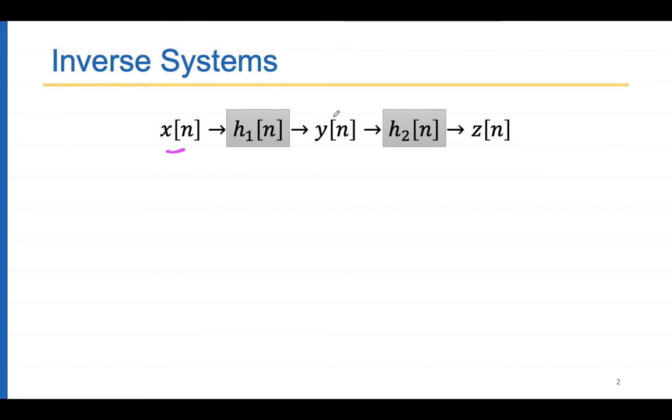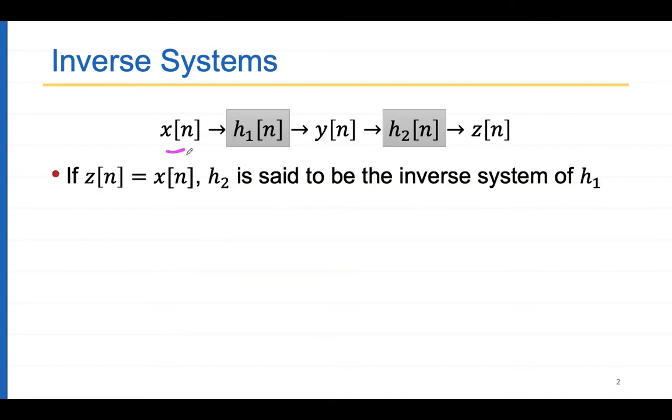Now, if I feed this output y of n into another system h2 of n such that the output z of n is equal to x of n, then I can say that h2 of n is the inverse of h1 of n. So the system h2 is the inverse of system h1 if this output is the same as this input. So basically, if z of n and x of n are the same, then the overall effect of this system is unity.